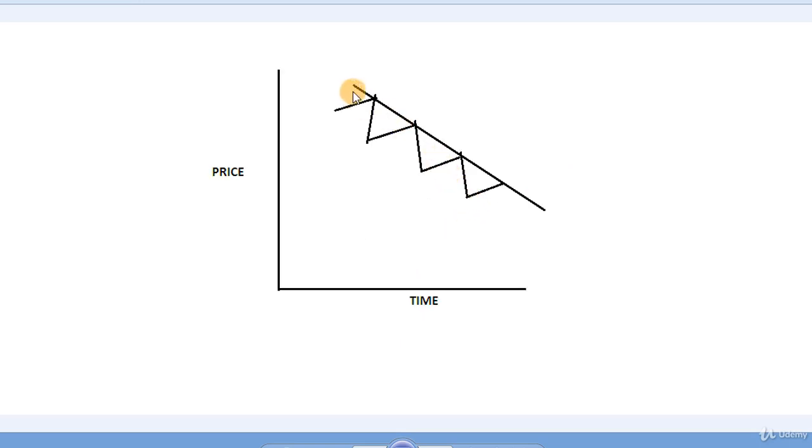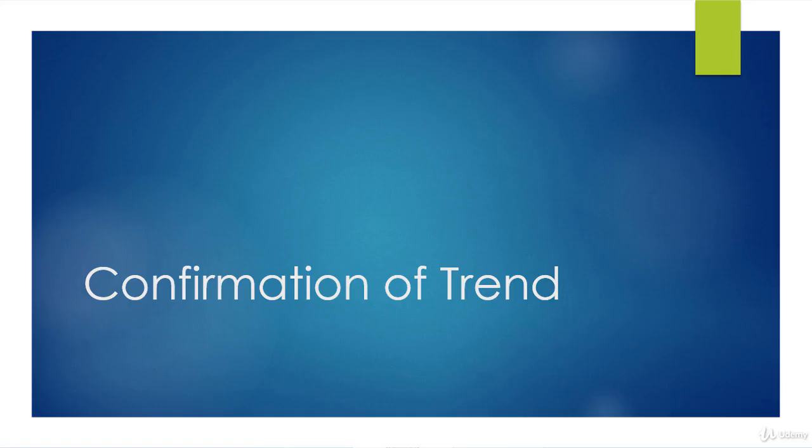In this example, we are joining the peaks because it is the example of downtrend. So we are joining peaks. These are the two peaks. We will join the peaks and we are also getting a third point on this trend line. So this is the confirmation of the downtrend. This is the confirmed downtrend line.